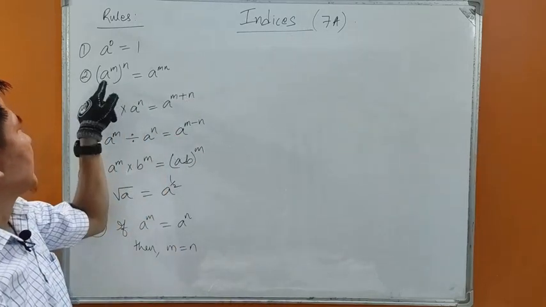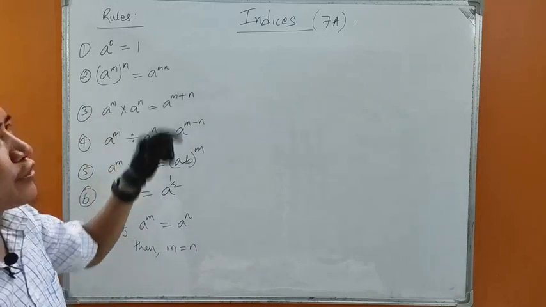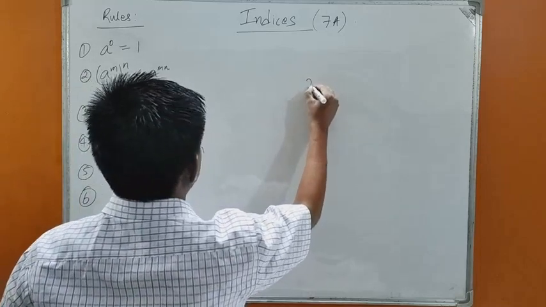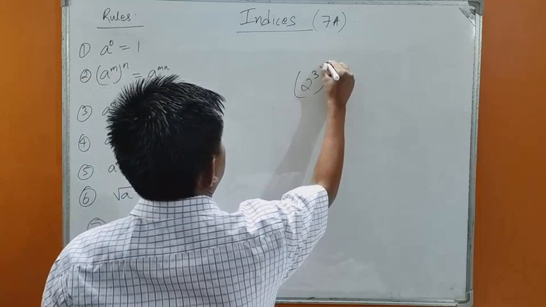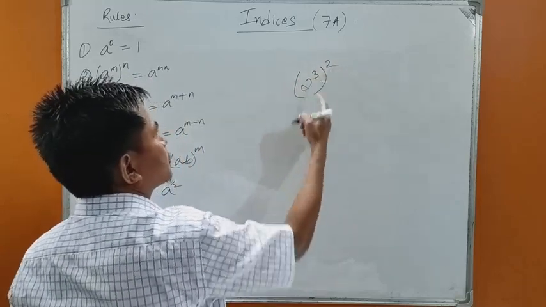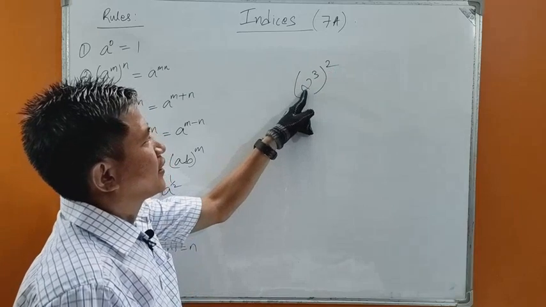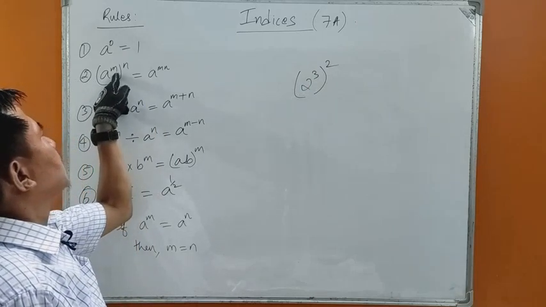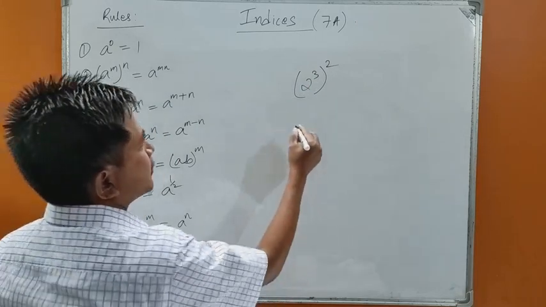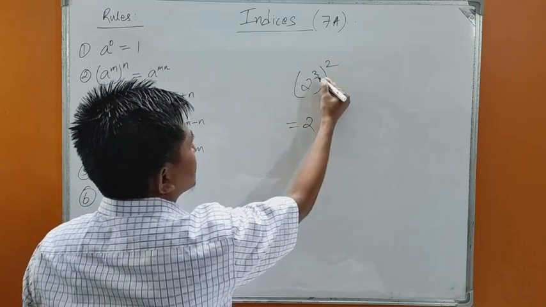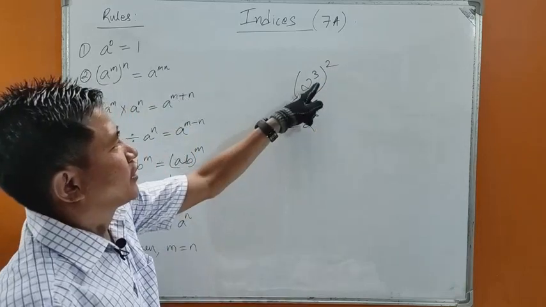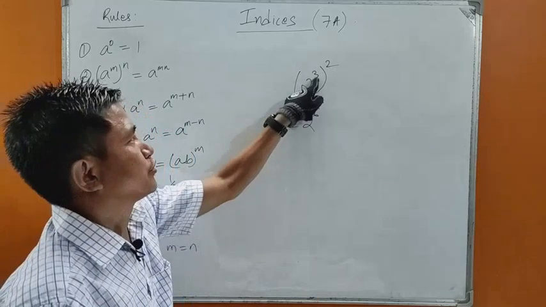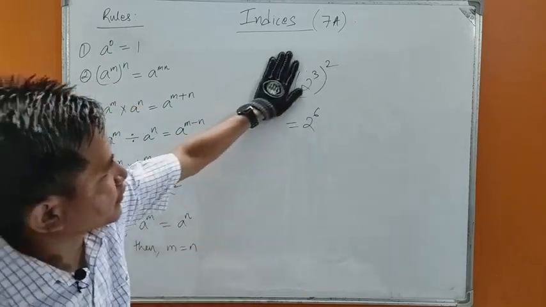The next rule is a to the power m whole to the power n equals a to the power mn. Let me explain. Suppose we have 2 cubed whole squared. Suppose 2 is a, this is m and this is n. According to this rule, a to the power m whole to the power n is a to the power mn. This gives us 2 to the power mn, that is 3 into 2, which is 6. So if the power is written like this, you can multiply the powers. 2 to the 6. This is very simple, isn't it?